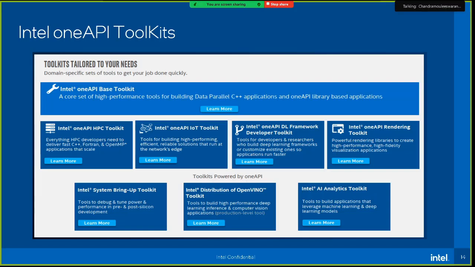Yes, Intel Dev Cloud is there. In my opinion, I think it should be available. I need to confirm this, but for the students, I think it should be available.